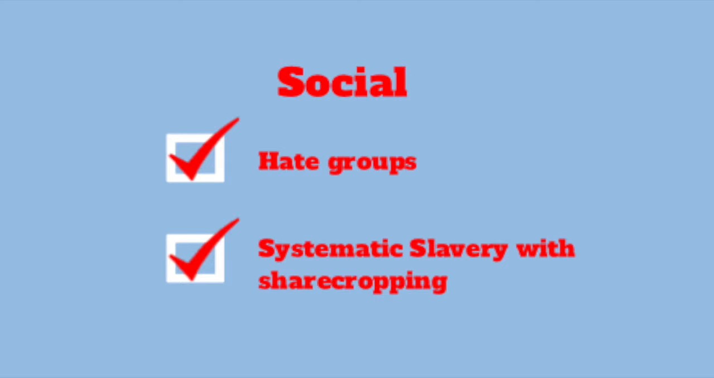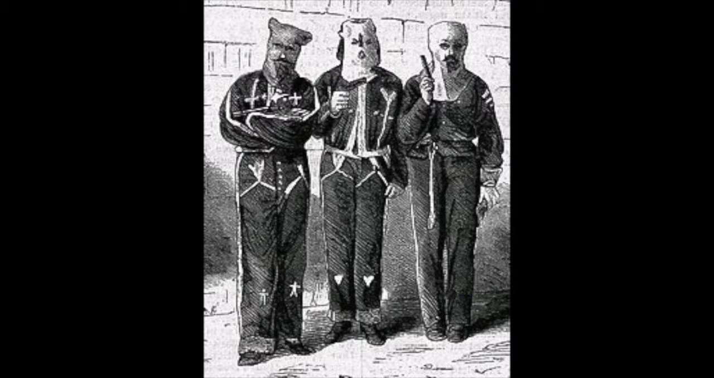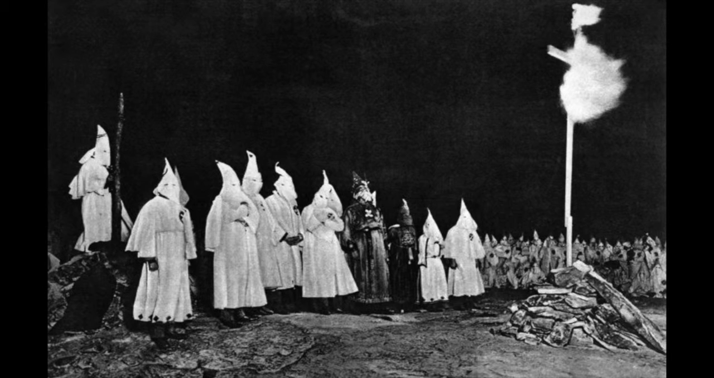The social reasons that Reconstruction failed was that many hate groups could flourish. Hate groups like the Ku Klux Klan and the Red Shirts were created to terrorize African Americans and those that supported their new freedoms. Many Southern Democrats called this terrorization redemption.